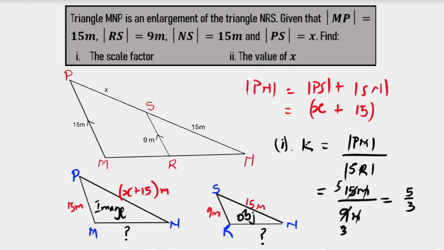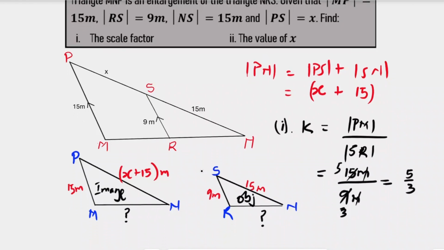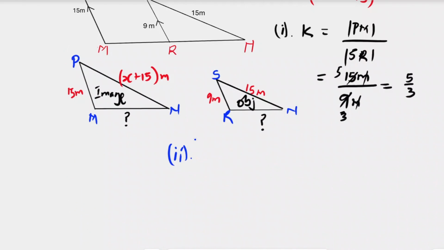Now the next question: how do we find the value of X? That's going to be part two. So let's get it under here. That is to find the value of X. This is X. PN can be found from this side. And we know that PN corresponds to SN. So we're going to use the scale factor approach to find the value of X.